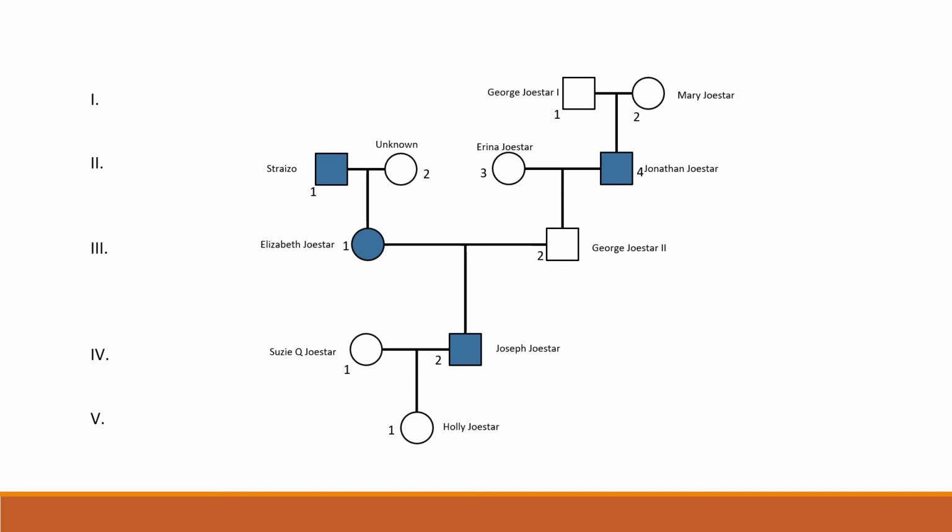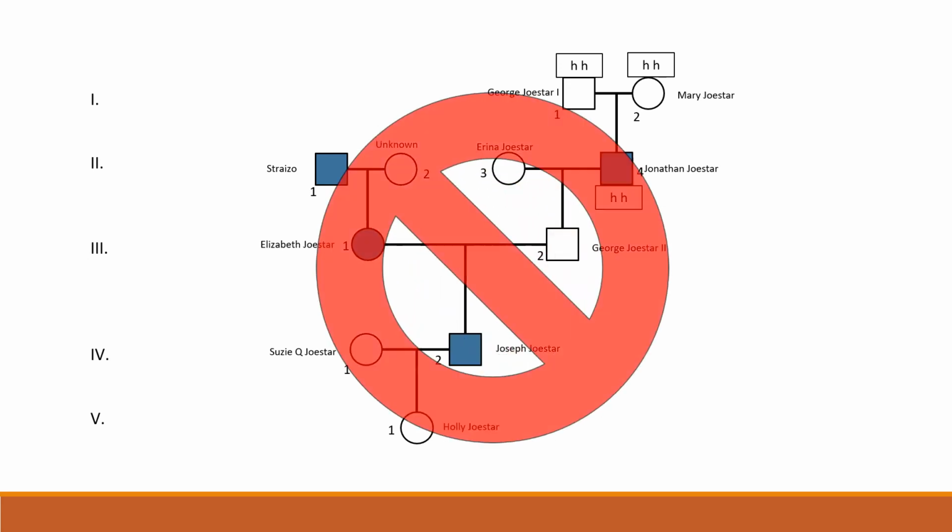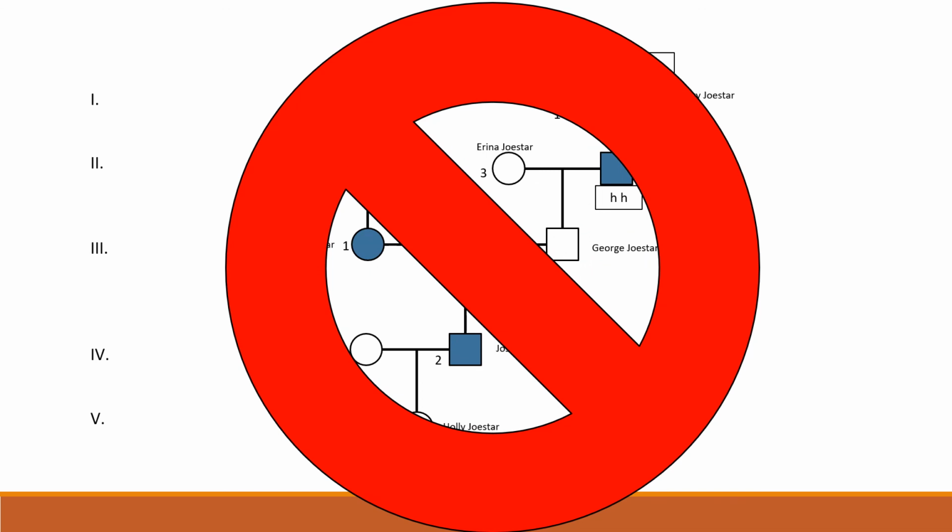The next mode of inheritance I want to look at is autosomal dominant. So if it was autosomal dominant, that means these two, George Joestar I and Mary Joestar, individuals 1-1 and 1-2, would have to be recessive, homozygous recessive, which means Jonathan Joestar would also have to be homozygous recessive, which couldn't make any sense. So this is not an option.